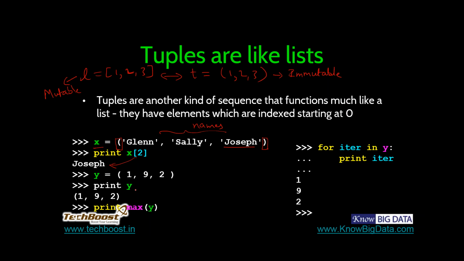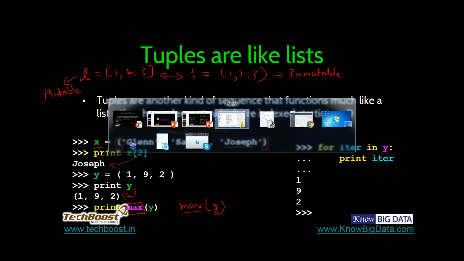All right, here is another tuple. When you try to print it, you get something like this. And probably this is not very clear, but if you see max, max is the function. We have tried to use max of y, and max is a built-in function. So what does the max function output?